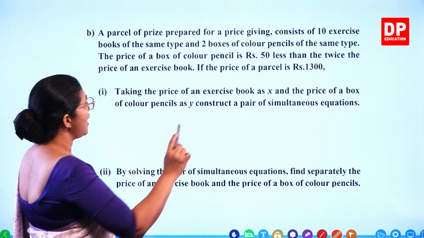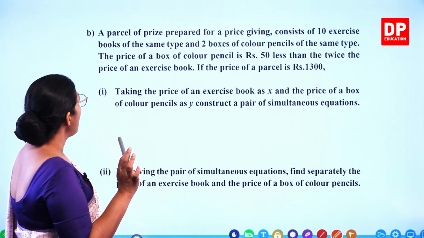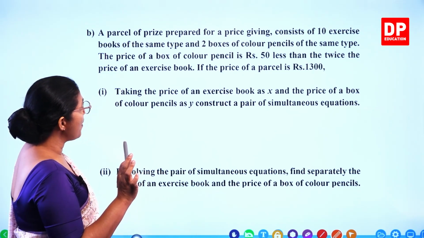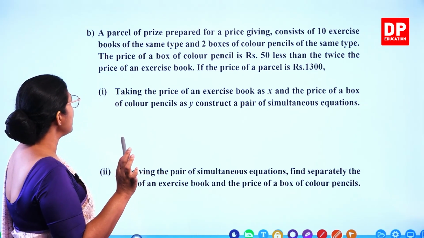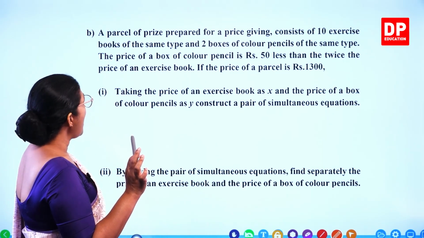So books as X. So let's try to create the 2 equations. A parcel of prize prepared for a prize giving consists of 10 exercise books. So 10 exercise books means what is the price?